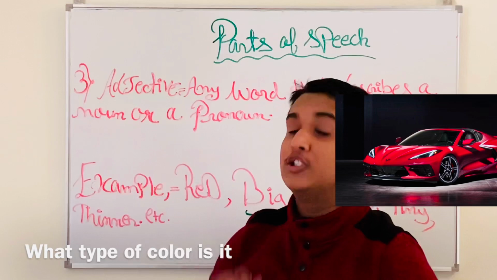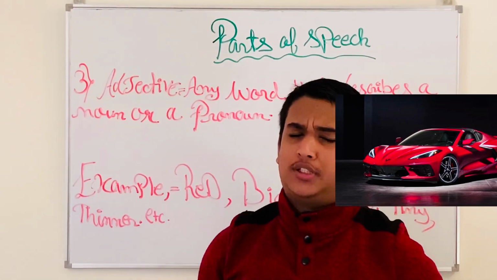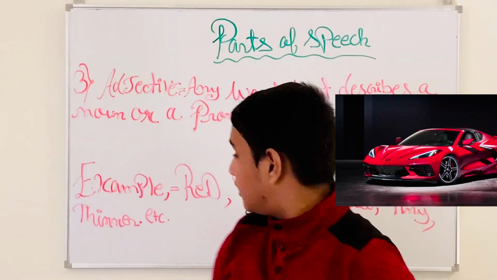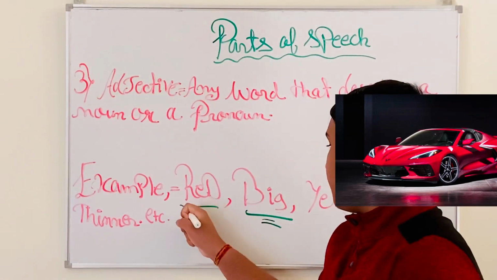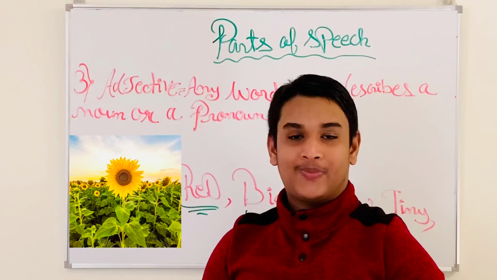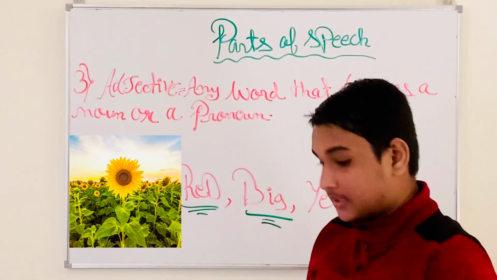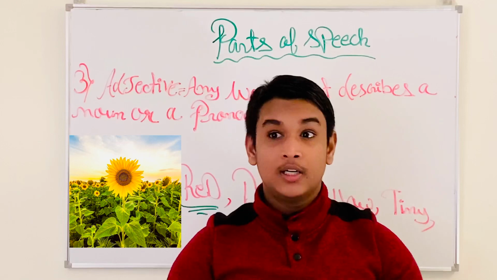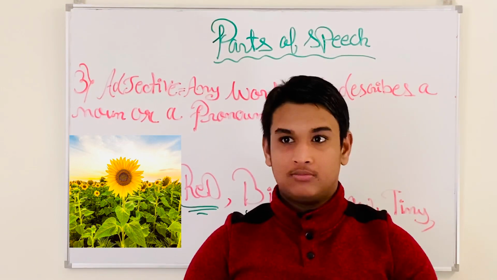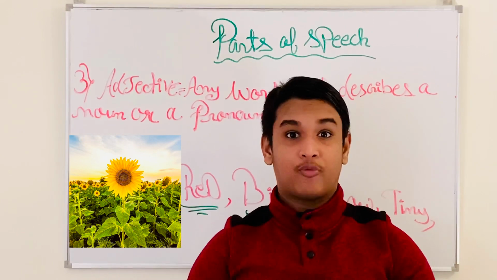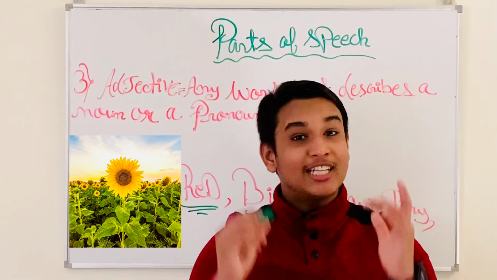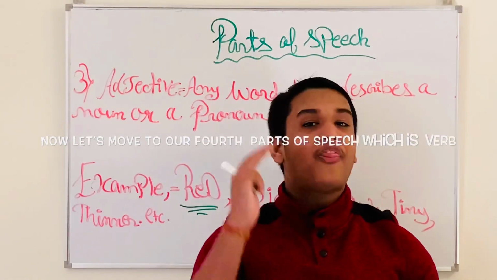Now, my second question. What color is it? Well, I'll say it's a red color. Red is also an adjective. Now I will ask about a flower. What type of flower is it? I'll say it's a yellow type of flower, a sunflower. Yellow is an adjective. That's what an adjective is. Now we learned our third part of speech.